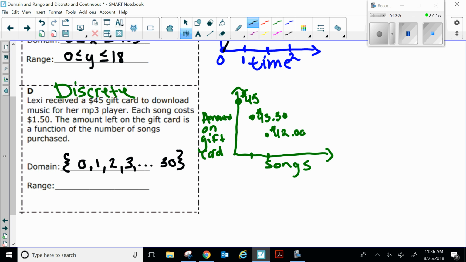And then my range, we know she's going to start with 45, and then she's going to go to 43.50. Then she's going to have $42. And we can keep going, but we're just going to say dot, dot, dot, 0. Eventually, she's going to have $0 left on that card.